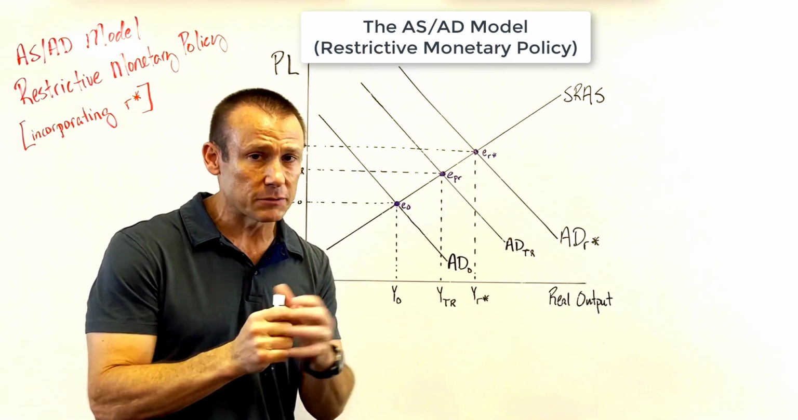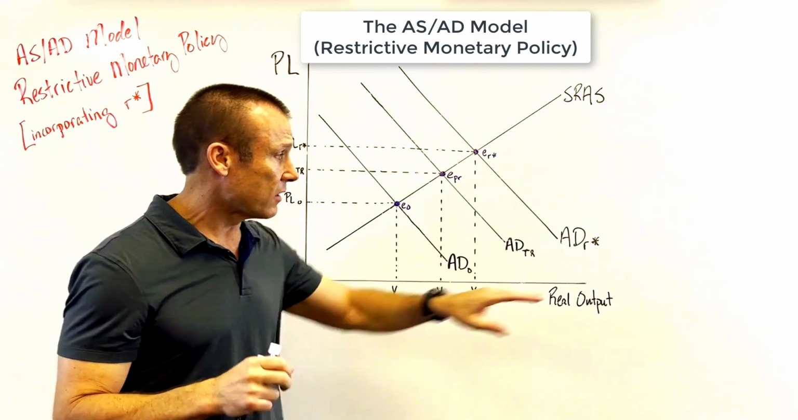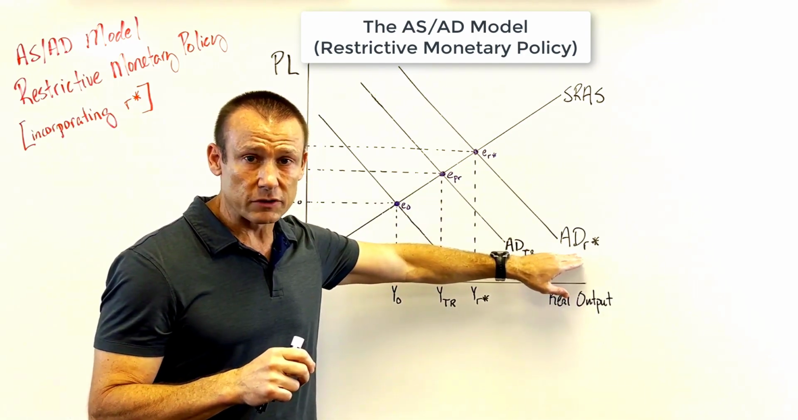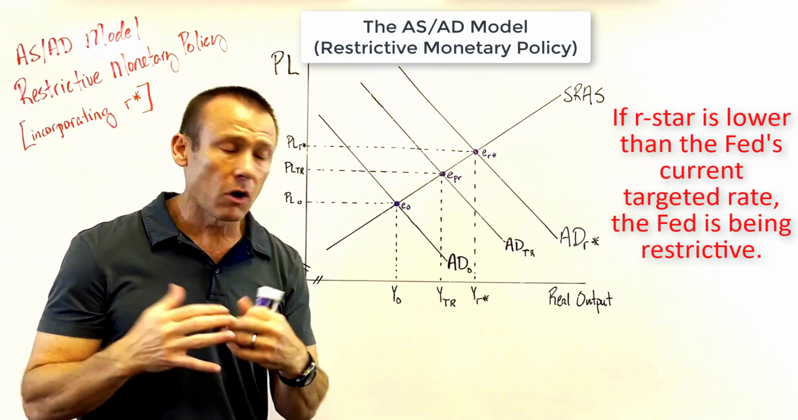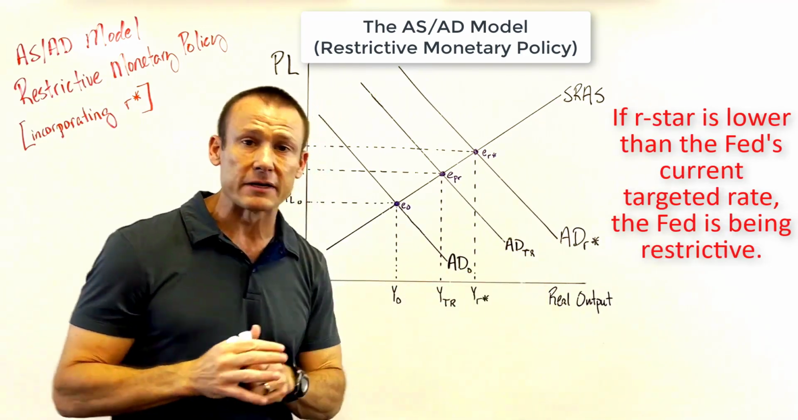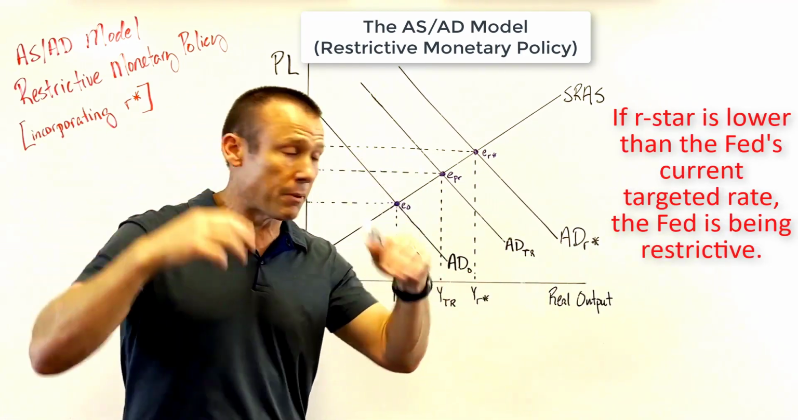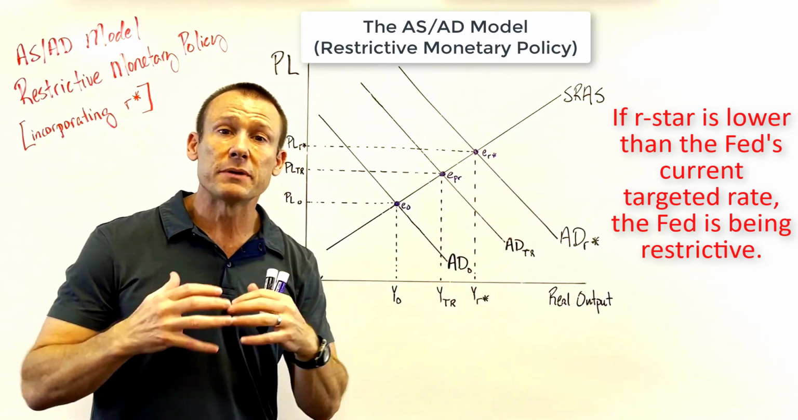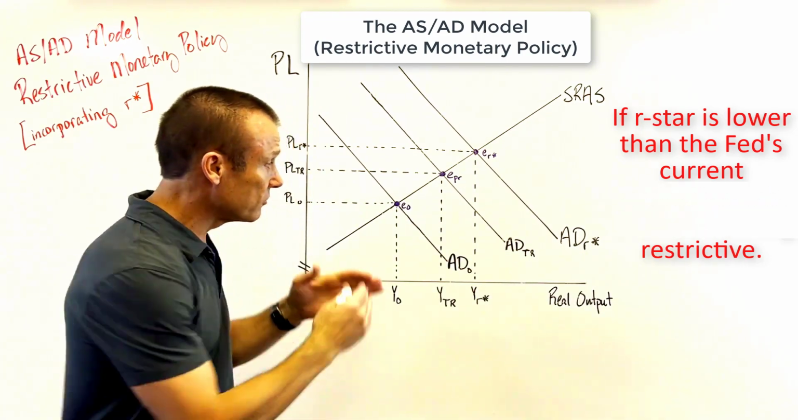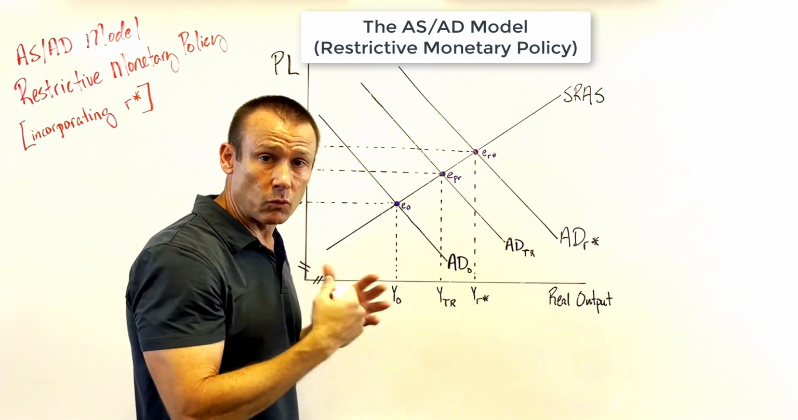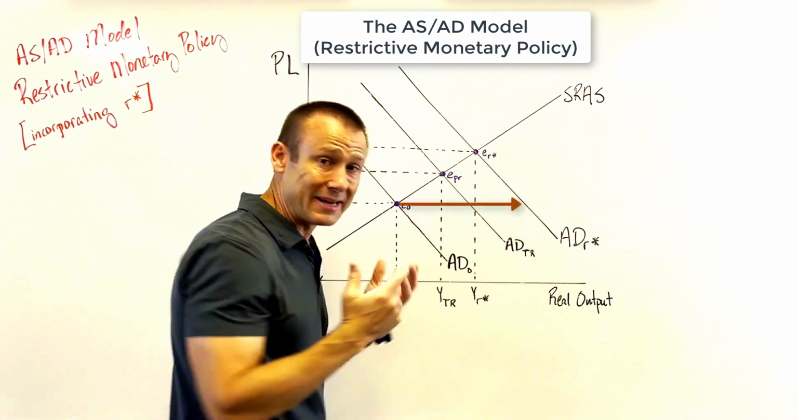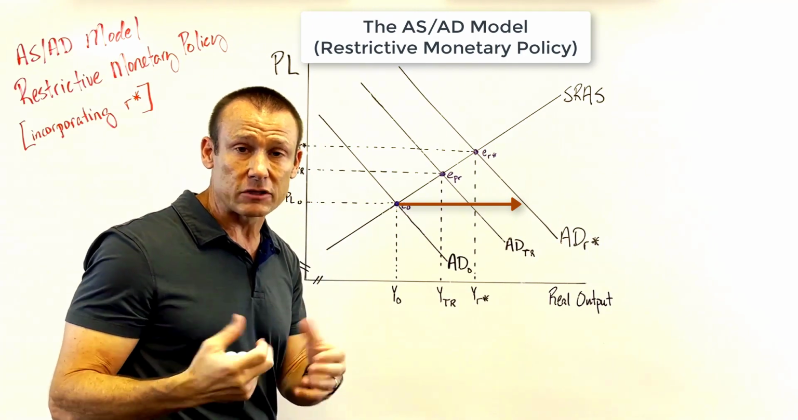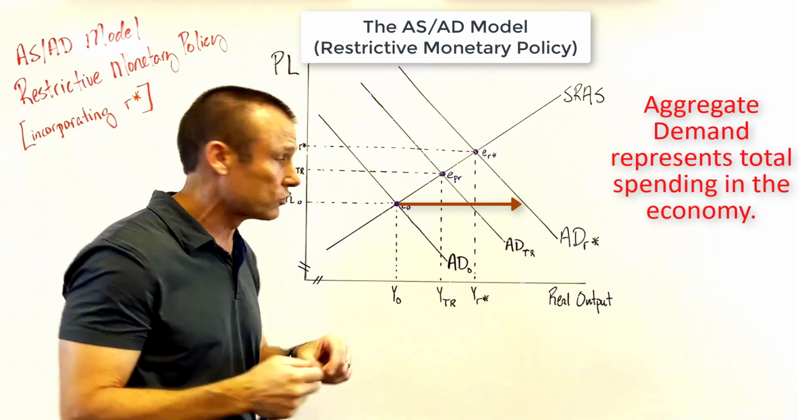It's really an approximation, but the Fed believes that the long run natural rate of interest, or that neutral rate, is lower. That's so important. It's lower than their current targeted rate. That means they're keeping interest rates above that R star rate, which means they are being restrictive. And you can see the restrictiveness in the way that we draw the model, right? We have AD shifting this far, and AD is total spending, right? It's aggregate demand, and aggregate demand is a synonym for total spending.